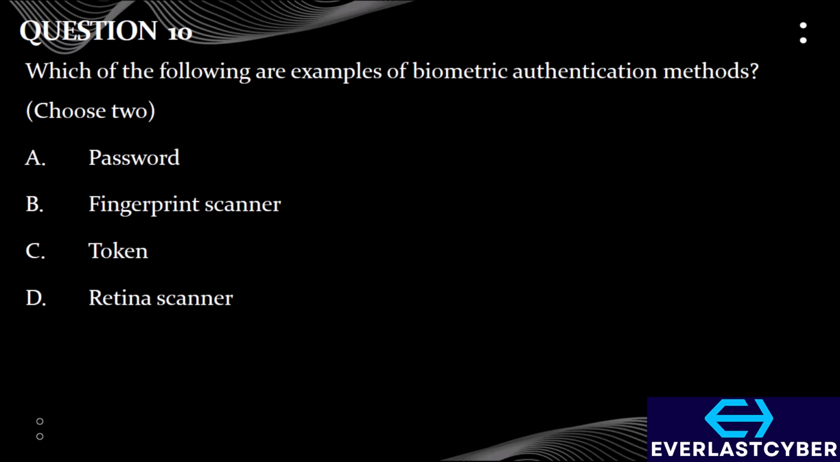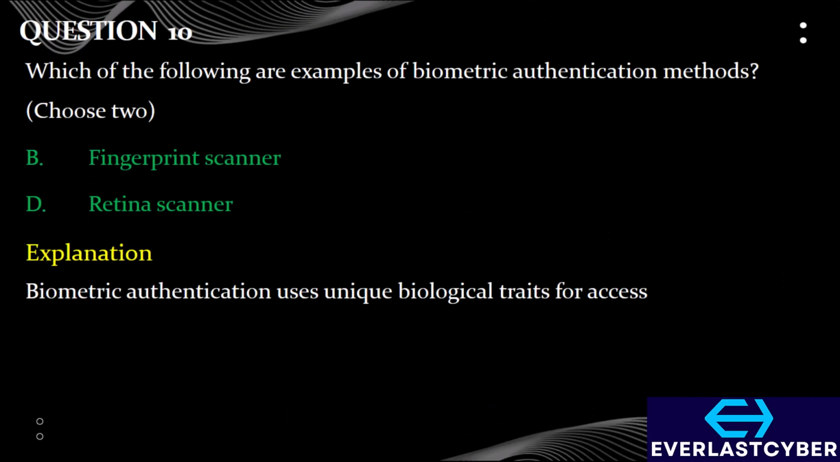Biometric authentication uses the unique biological traits of an individual for access. So based on these options, we'll be going with option B and option D, the fingerprint scanner and the retina scanner. This is because they are biological traits of an individual and no two people can have the same fingerprints as well as the same retina scanning when it is done.